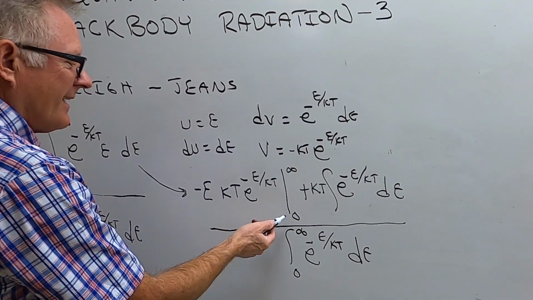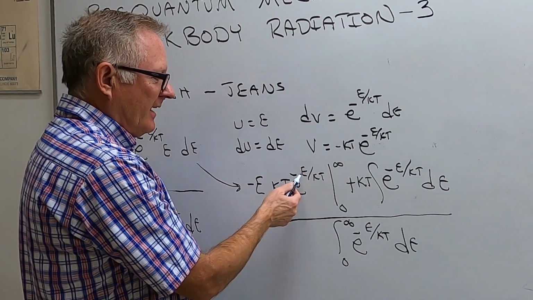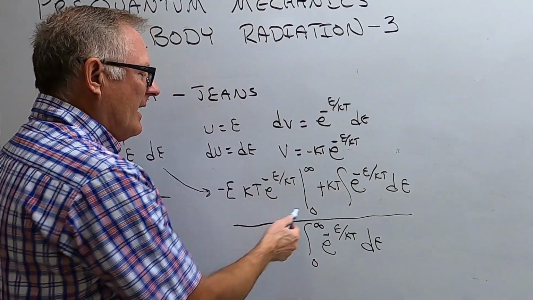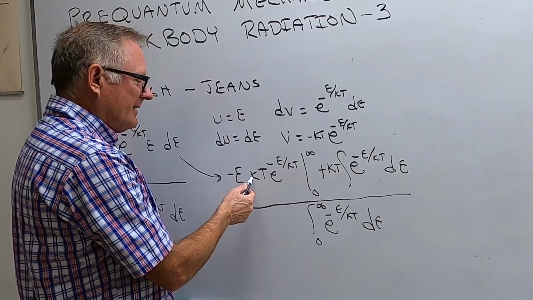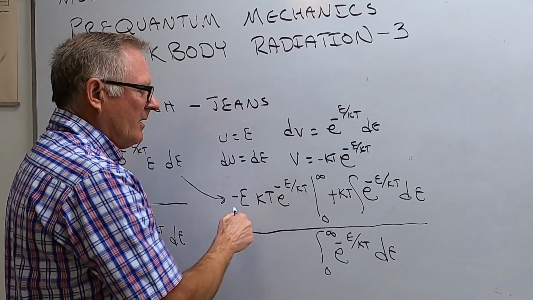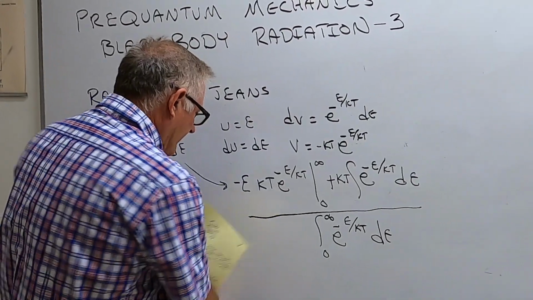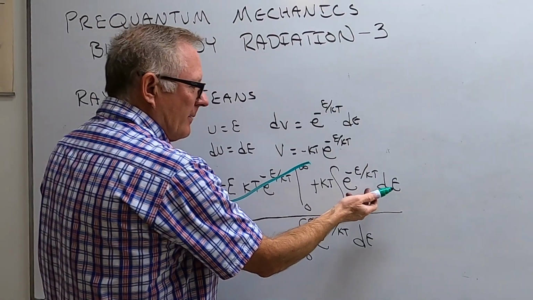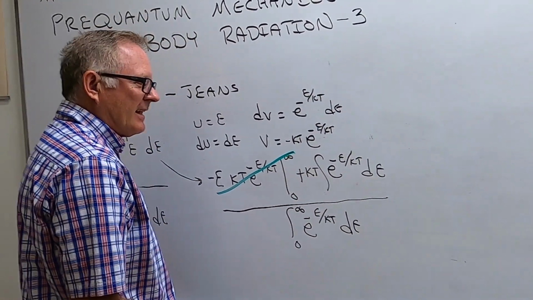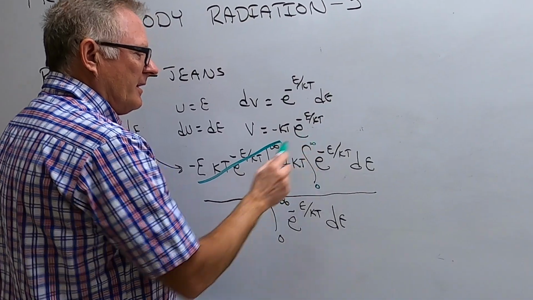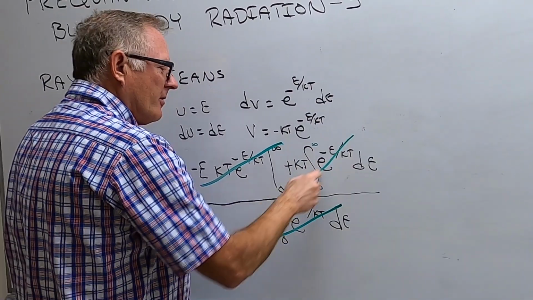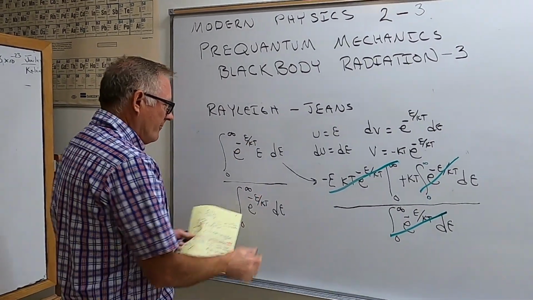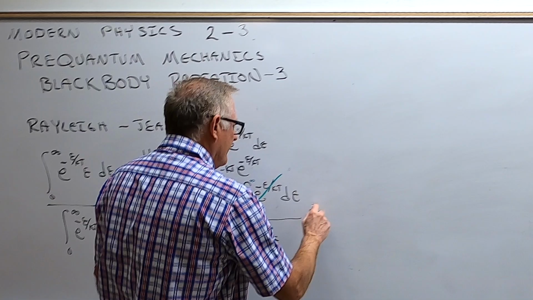Well, when you plug infinity in for E, this term is going to make it 0, since e to the minus infinity is 0. And when you plug 0 in for that E down here, you get 0. So this term is gone right here. And it just so happens that that integral and that integral are exactly the same. This is also from 0 to infinity. So we can just cancel those two. So it looks like this integral isn't that bad. It's just kT.